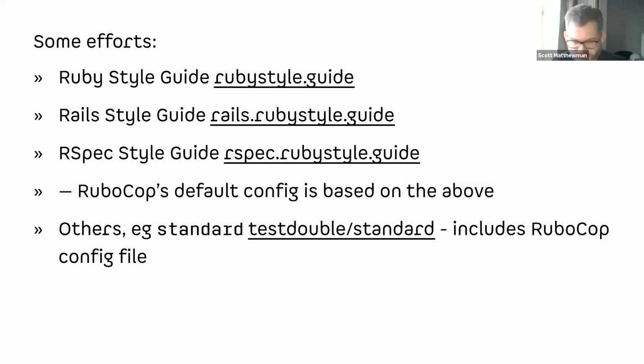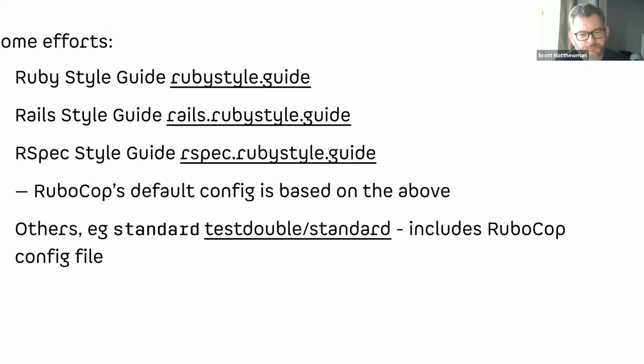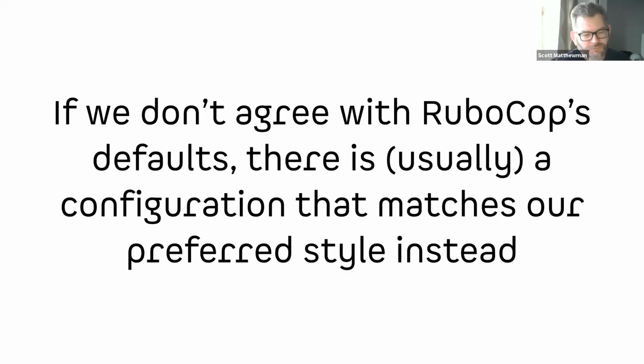And that is actually quite a good indicator that if we don't agree with RuboCop rules, there's usually a configuration that matches our preferred style. So if, as a team of developers, we agree on a particular way of working, RuboCop usually has something which will help us stick to that way of working. But all of those things don't necessarily indicate why there's been so much resistance to RuboCop.